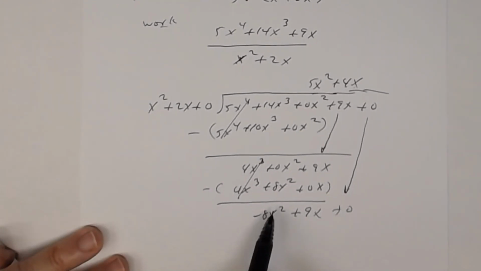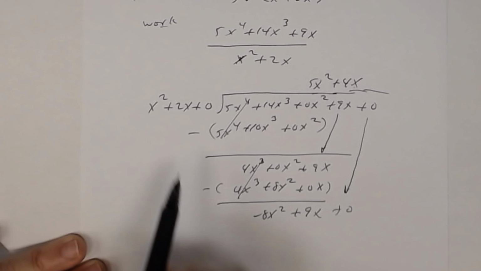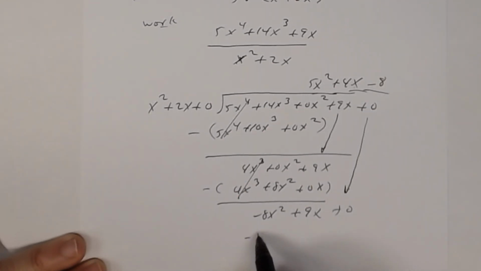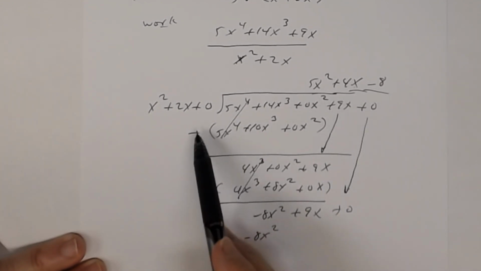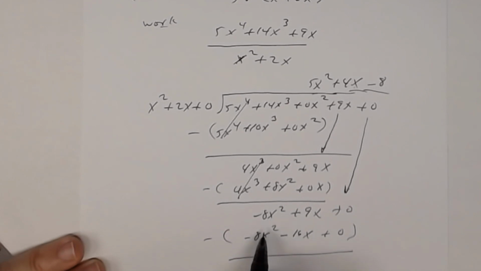I continue on. The degree here is 2. The degree here is 2. Negative 8x squared divided by x squared is a negative 8. Negative 8 times x squared is a negative 8x squared. Negative 8 times 2x is a negative 16x. Negative 8 times 0 is 0. And then you subtract. Negative 8x squared minus itself is 0.